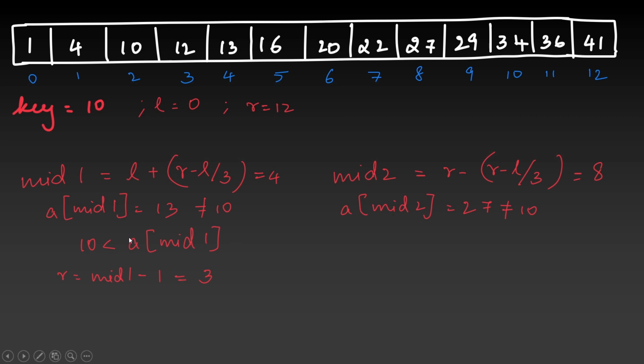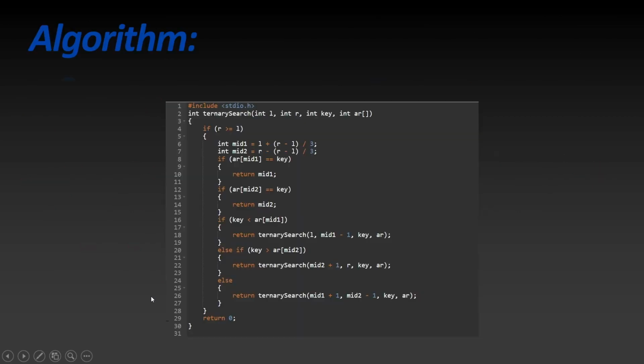So first we'll check if the element is at mid 1. So we'll see if array of mid 1 is equal to the key. A of mid 1 is A of 4, which is 13. 13 is not equal to 10. So we move on to mid 2. We check if A of mid 2 is equal to the key. A of mid 2 is A of 8, which is 27, not equal to 10. So this is also not satisfied. So we've checked the first two conditions, which are not true.